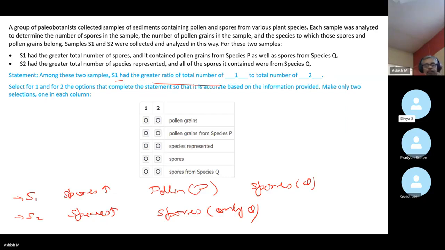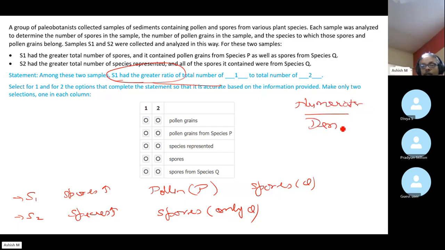Yes, guys. First should be spores. So think about it. We have to maximize this ratio for S1. Ratio obviously is numerator divided by denominator. We have to maximize this.